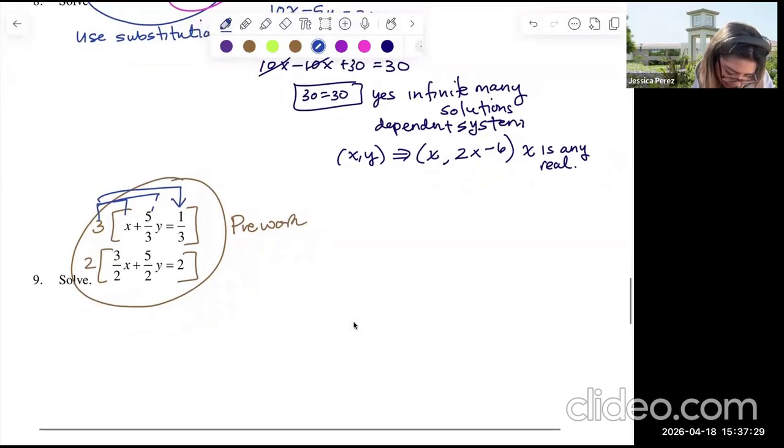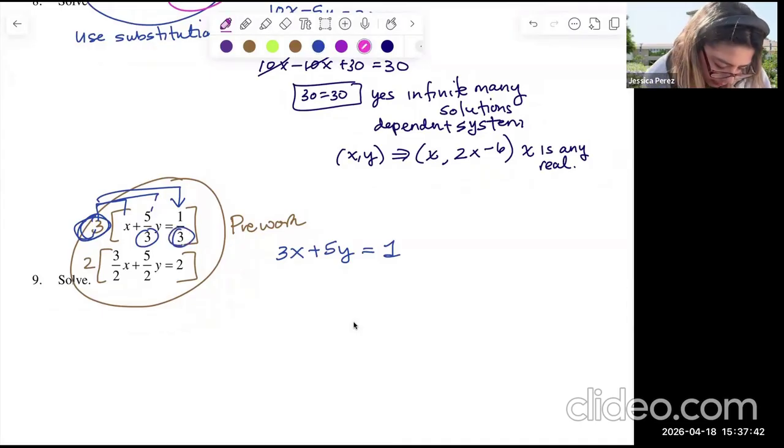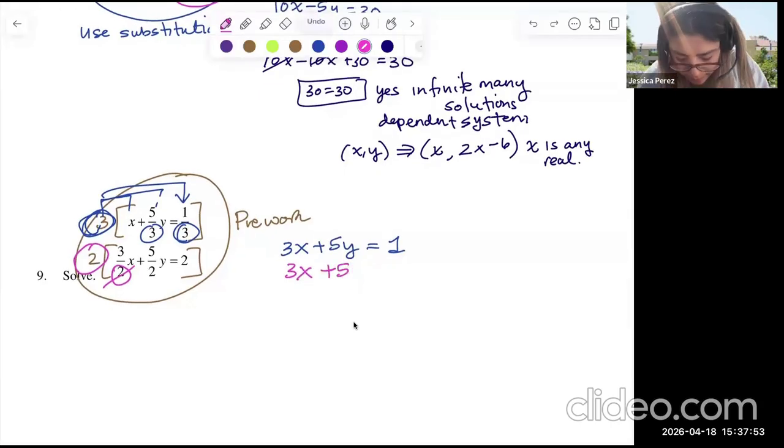So 3 times x is 3x plus 5y because the 3 on the top and the 3 on the bottom will cancel is equal to 1. Again, the 3 on the top and the 3 on the bottom will cancel. And the bottom, the 2 will multiply by 3 over 2. The 2's will cancel, and I get 3x. And then the 2 times the 5, I get a plus 5y. And then 2 times 2, that's 4.